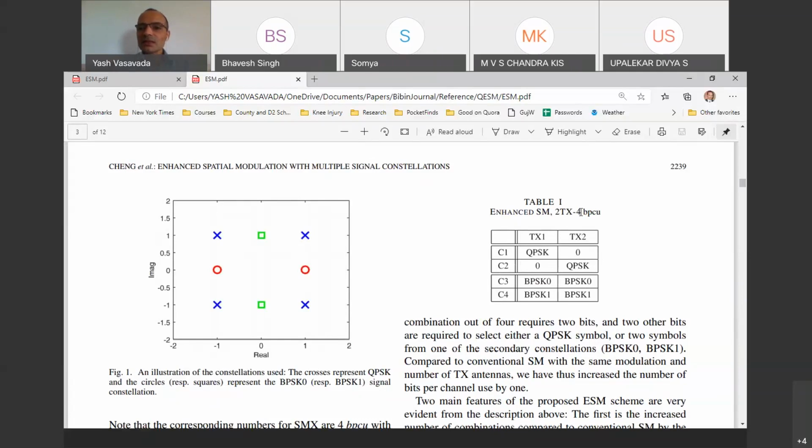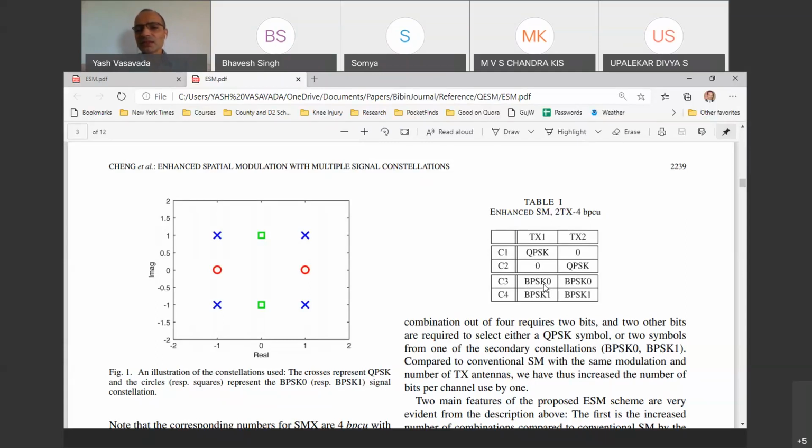What these authors are saying is that with the same 2 antennas, I can get 4 bits per channel use. How do I get 4 bits per channel use? They are saying that, yes, fine, we will activate one antenna at a time in only 2 out of 4 possibilities. For the other two possibilities, these rows C3 and C4, we are not going to tie our hands and say that we cannot activate more than one antenna. Actually, we'll activate both the antennas at the same time.